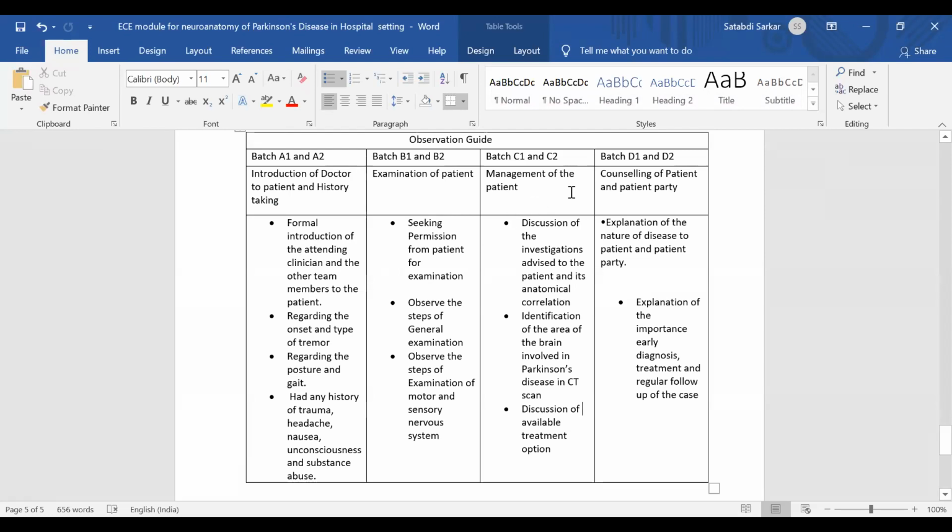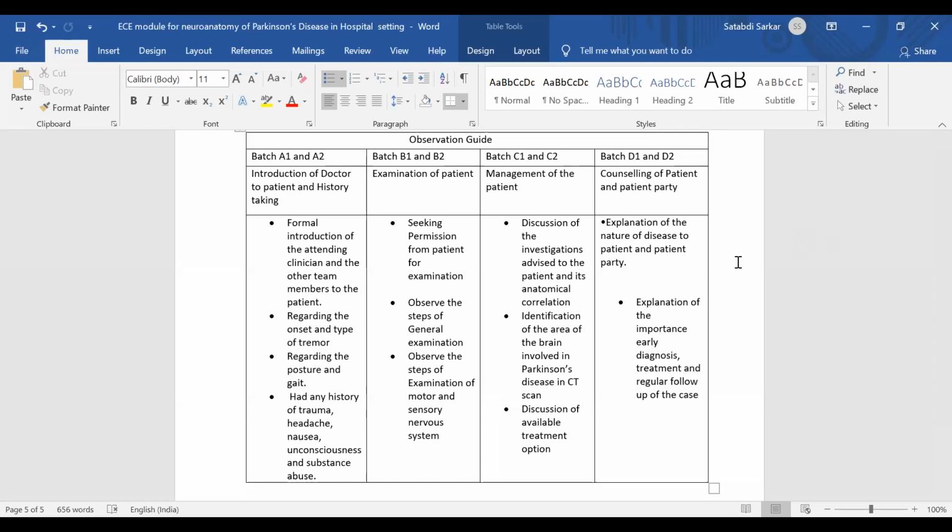Whereas batch C1 and C2 are allotted the checklist for the management of the patient, the investigation advice, the identification of the area of the brain involved in Parkinson's disease in CT scan, and discussion of the available treatment options. For batch D1 and D2, the counseling of the patient and the patient party, explanation of the nature of the disease, and explanation of the importance of the early diagnosis, treatment, and regular follow-up of the case.